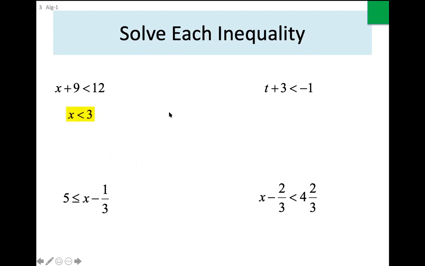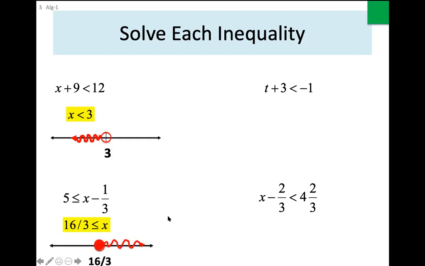The first one, you subtract 9 from both sides. 12 minus 9 is 3. So open circle, shade left. X is smaller than 3. The bottom one we just did, we got 16/3. So let's see, closed circle, X is larger. The solutions are larger than 16/3.